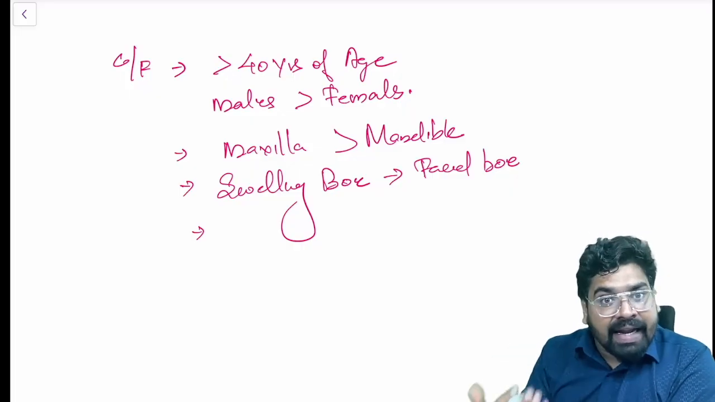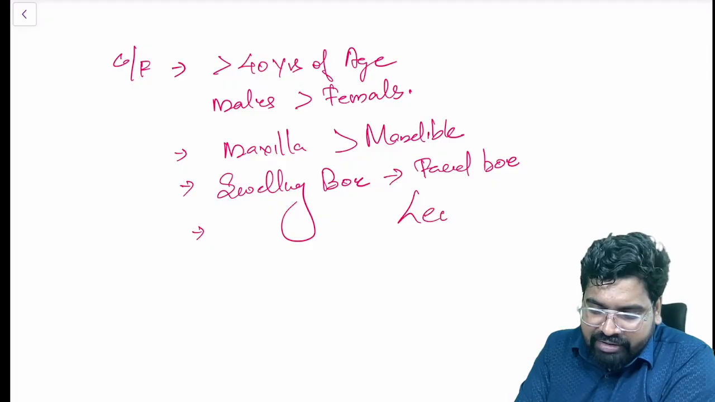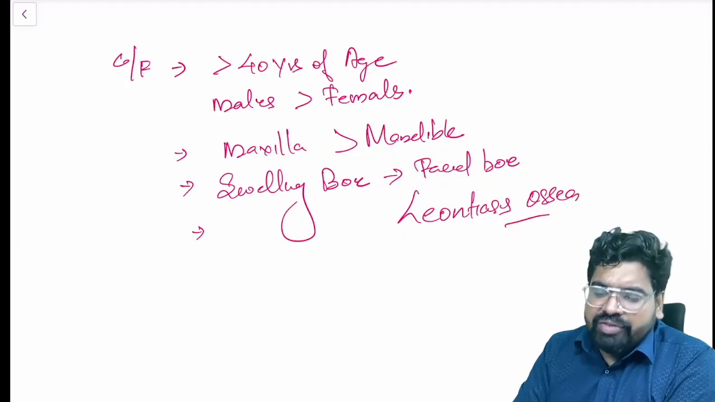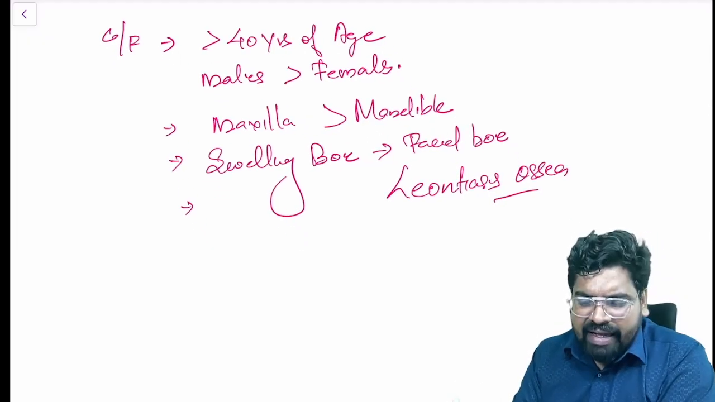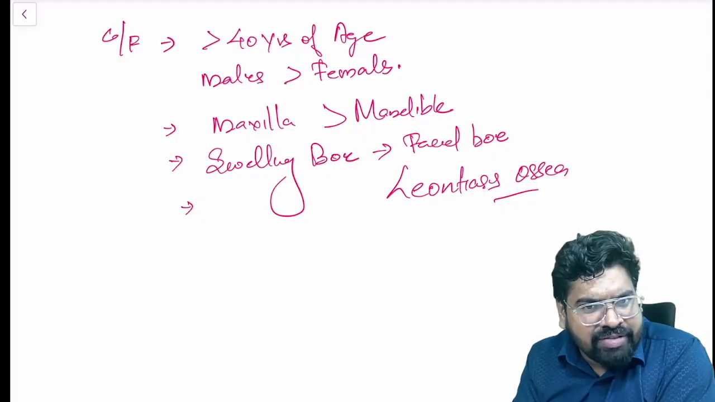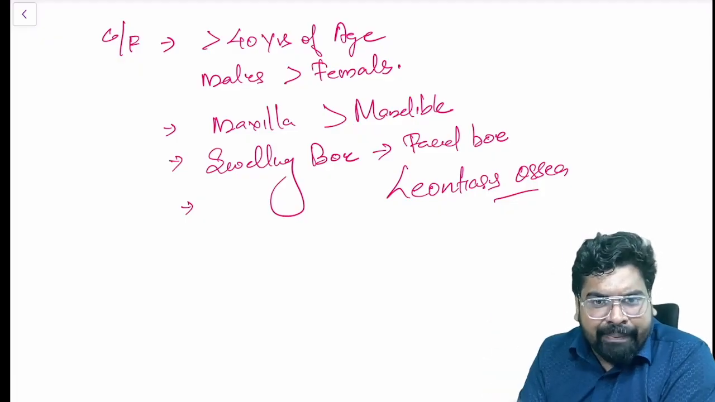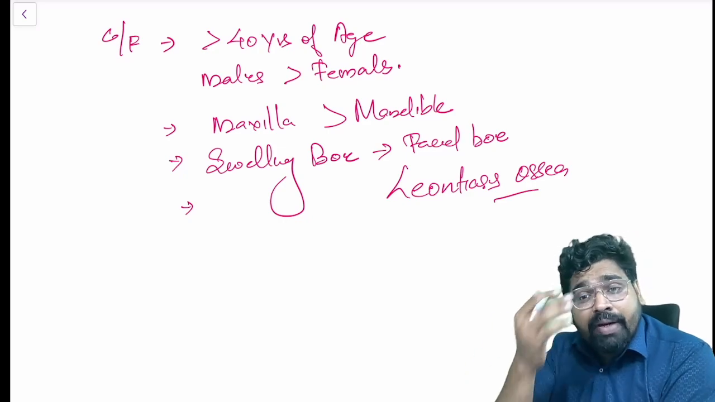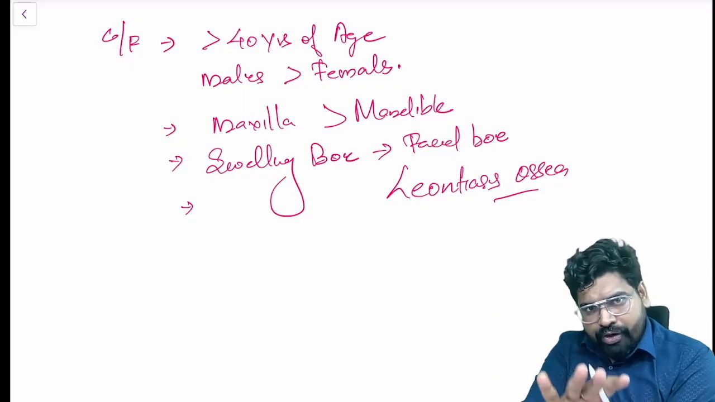It will give a lion-like face. It is called leontiasis ossea. Leontiasis ossea is a lion-like face. It can be seen in fibrous dysplasia also, but it is very particular to Paget's disease.